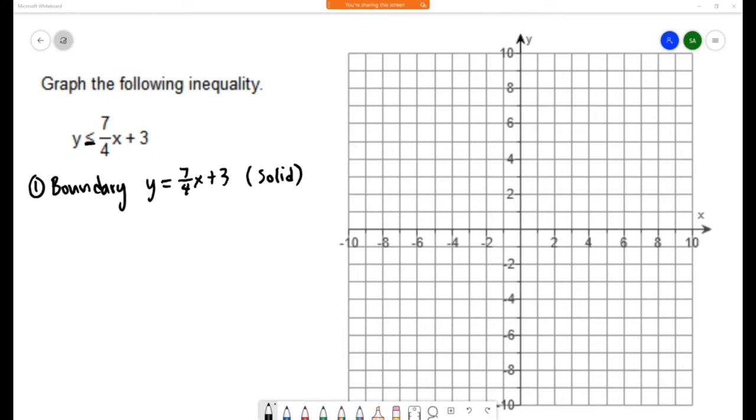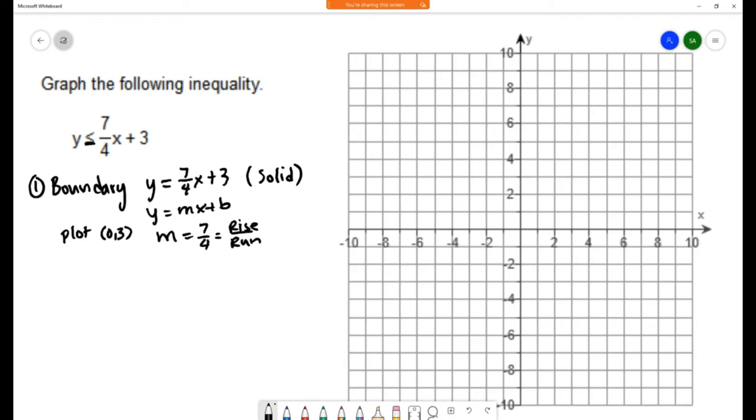So this particular boundary line is y equals 7/4 x plus 3. And we want to draw that line. It's in slope-intercept form, y equals mx plus b. So I can start by plotting the y-intercept, which is 0, 3. And then I can use the slope, which is 7/4, as rise over run to get me to a second point on the line.